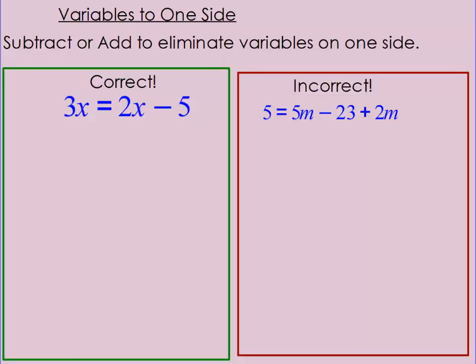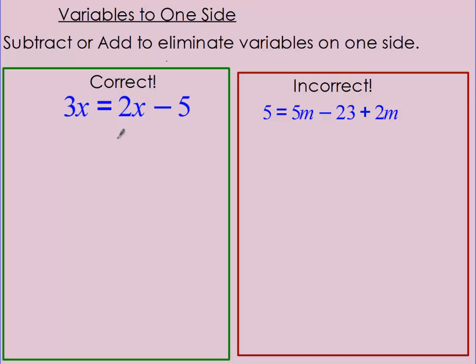So we're going to do variables on one side. What does this one mean? We want to subtract or add to eliminate variables and put them on one side. We don't want to have variables on both sides of the equal sign. That's not good. We just want to have one variable. We can't have two different x's. We just want one of them, and we want to get them to one side.